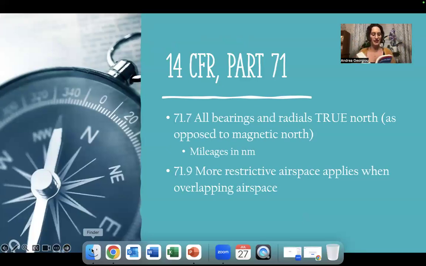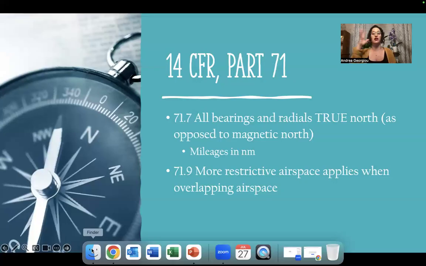So first, let's go to 14 CFR Part 71. You can see that the subject area is designation of Class Alpha, Bravo, Charlie, Delta, and Echo airspace areas, air traffic service routes, and reporting points. So basically, Part 71 covers airspace. Now, I'd like to start with 71.7, and it says that all bearings and radials in this part are true. Highlight the word true. And are applied from point of origin, and all mileages in this part are stated as nautical miles. Highlight nautical miles.